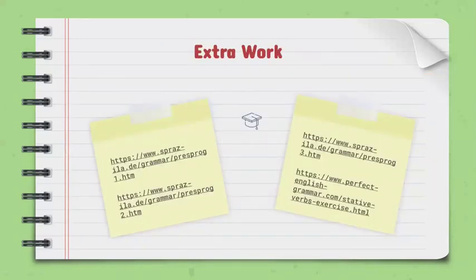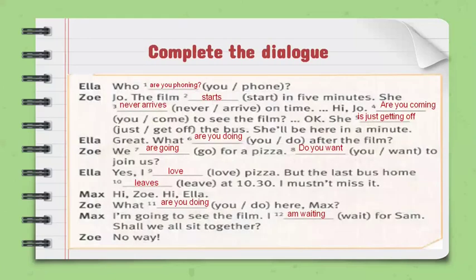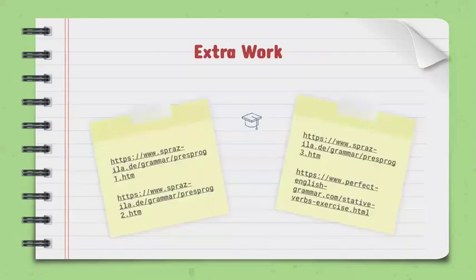Now that we went through some rules about when to use present continuous and when to use present simple, I am leaving you with 4 extra exercises. 3 exercises are concerned with the difference between present simple and present continuous, with examples such as these that you will have to fill. And the last exercise is concerned, as you can see, with stative verbs.